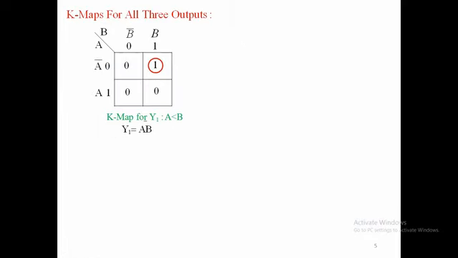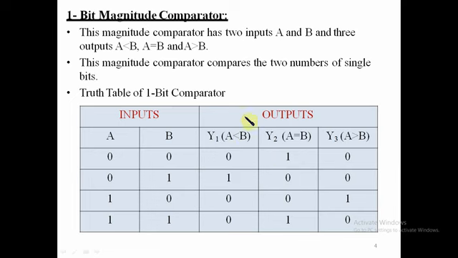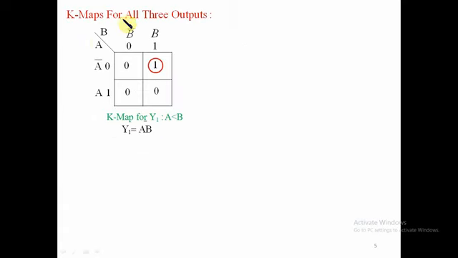Now here we have 3 outputs and 2 inputs. Now we have to draw the K-map. 2 inputs means we require 4 cells. Okay, here draw it for the first one: the 2 inputs a and b, with 0 and 1, that is a bar, a, b bar, b.